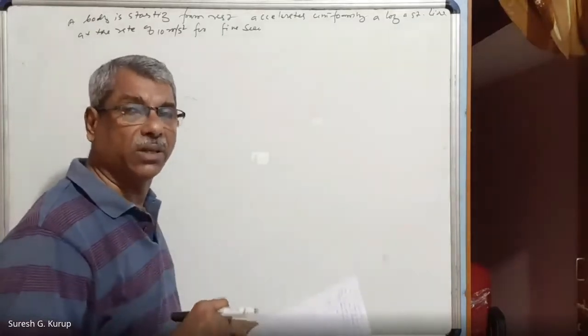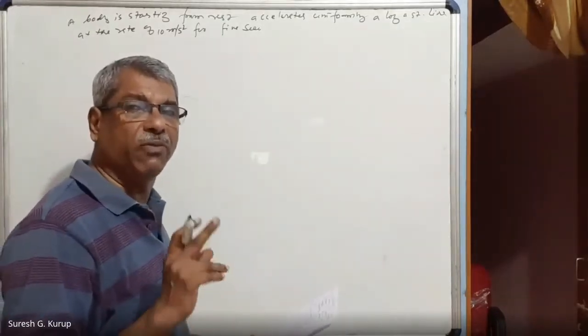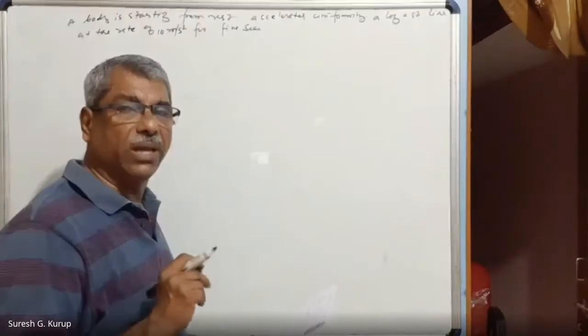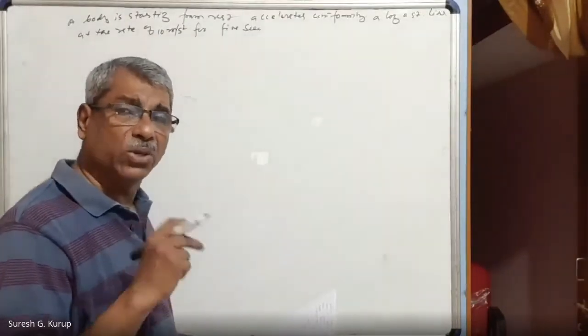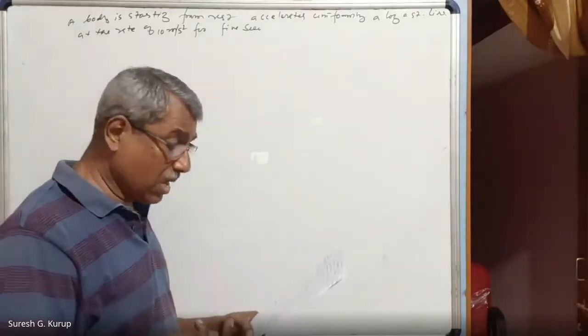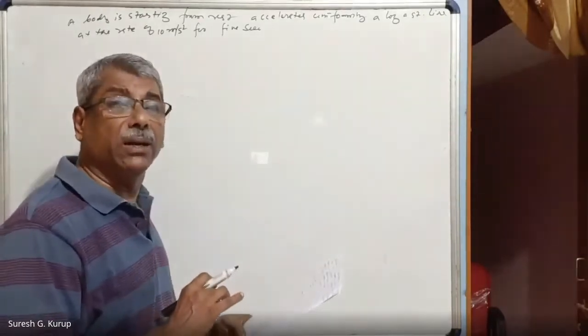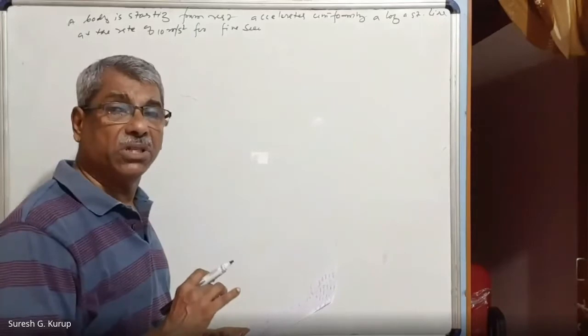Uniformly accelerated motion: if a velocity-time graph is made, then that graph will be a straight line inclined to the x-axis. And also it is given that the body is starting from rest. From rest means the VT graph must start from the origin.